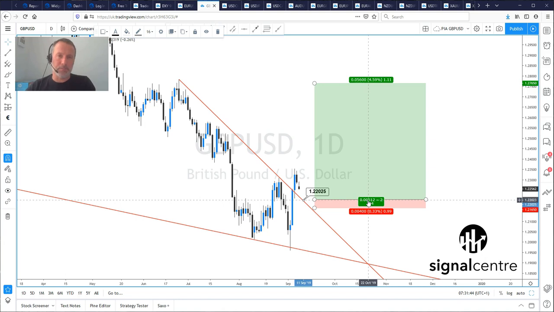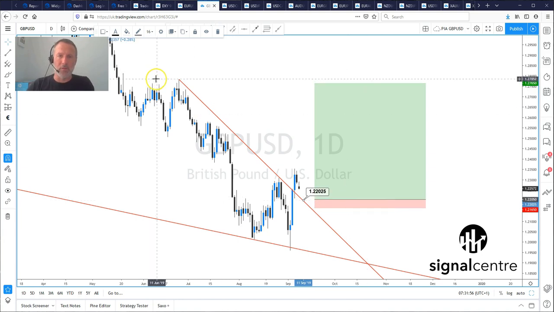Obviously sterling in general, with Brexit, etc., is extremely volatile, but this offers quite a good risk reward setup today, buying into a mild dip with a measured move target for this wedge breakout being up here around about 127.65.